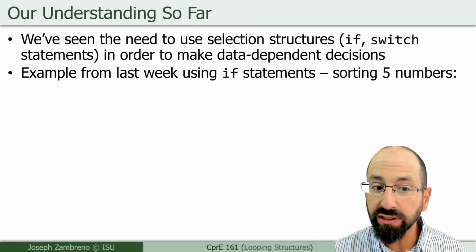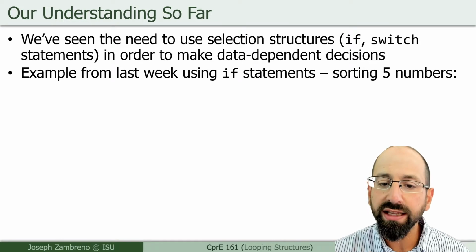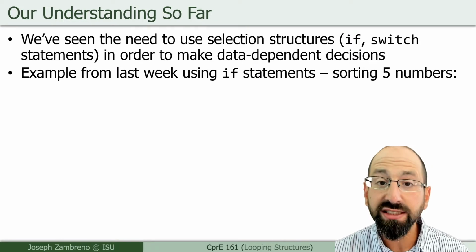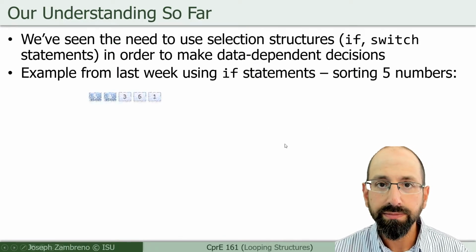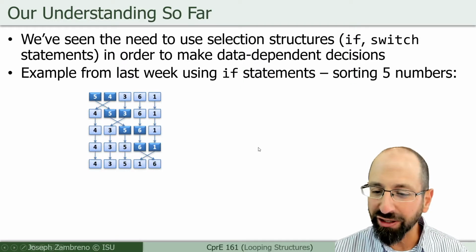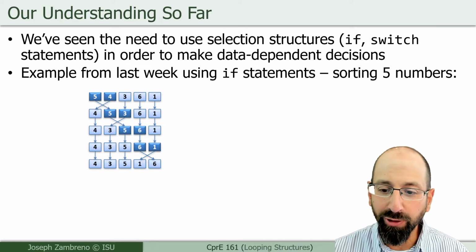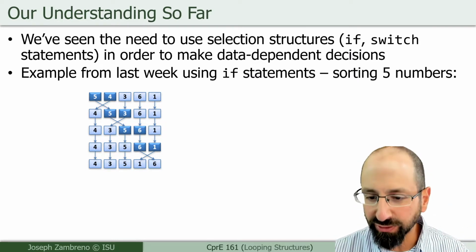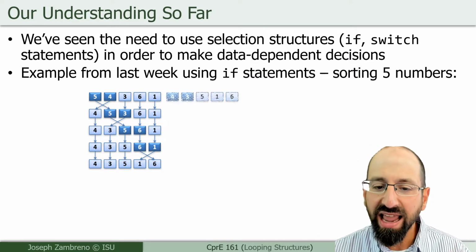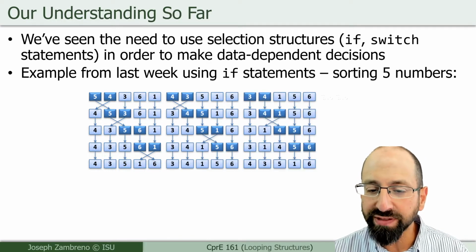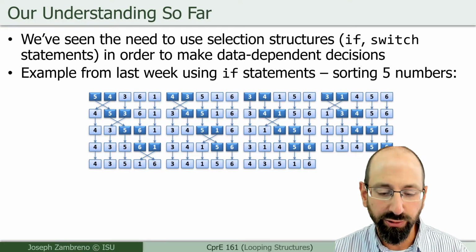One of the examples we worked on last week was essentially sorting five numbers using just if statements. This is a visualization a little bit better than the hand drawn one. We took a pass through bubble sort. We compared var1 versus var2, 2 versus 3, etc. And then we had to actually repeat that process a number of times to get a fully sorted result.